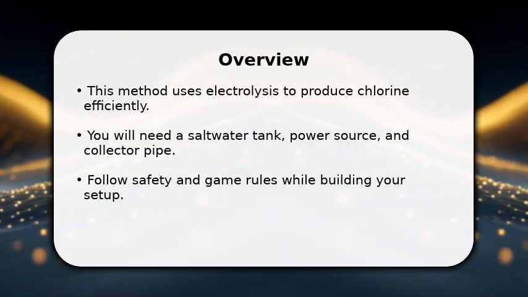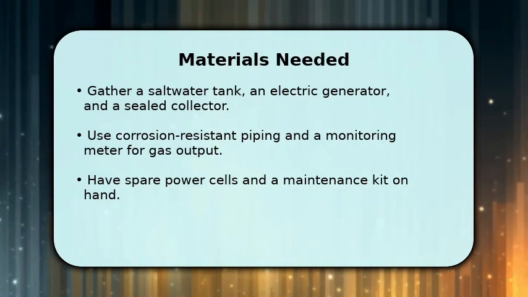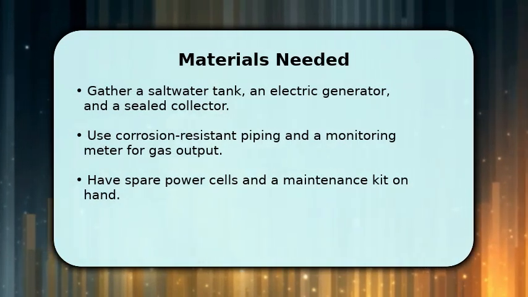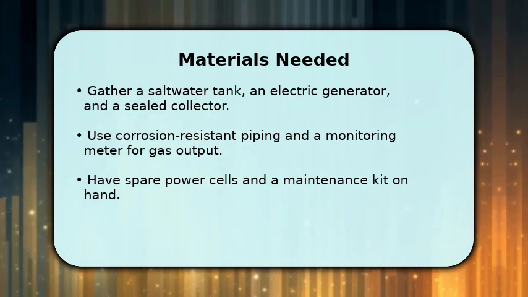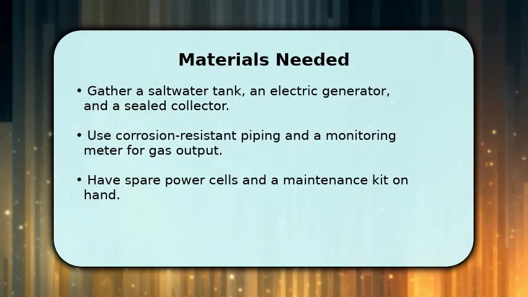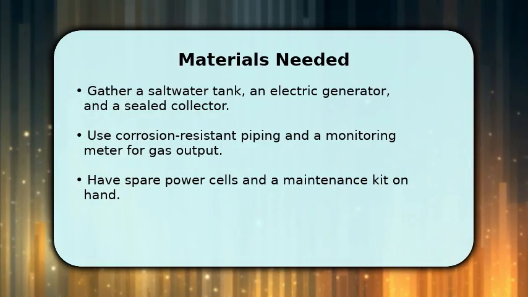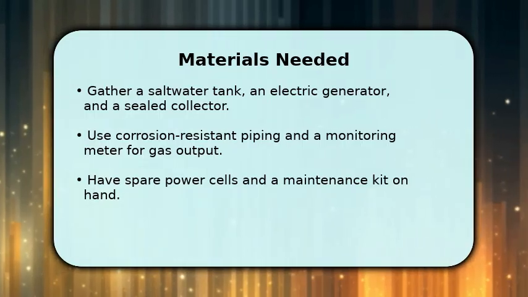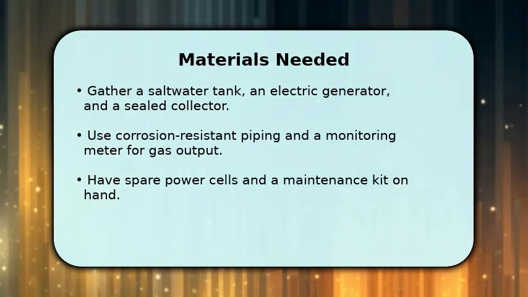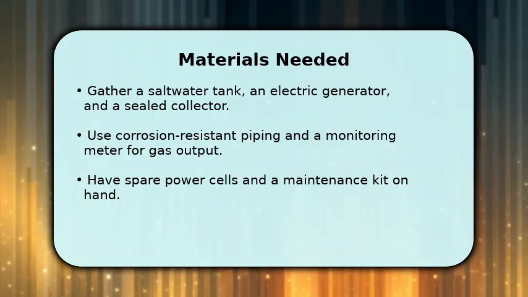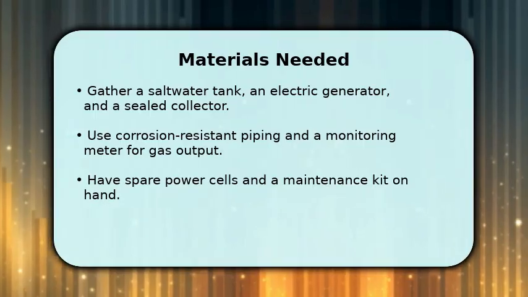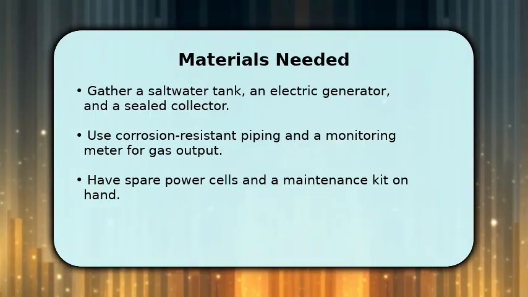To start, you will collect the core items and stage them logically for quick assembly. Position the tank near the generator and run corrosion-resistant piping to the collector. Install a monitoring meter to read gas production and add spare power cells for uninterrupted runs. Keep a maintenance kit close to replace electrodes quickly. This setup minimizes downtime and helps maintain steady chlorine output for continuous use in your factory.